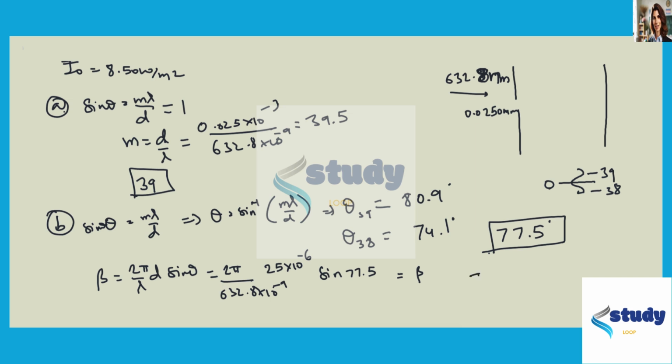So we know that I is equal to I naught sine beta by 2 squared by beta by 2 squared, and by simply plugging this into a calculator, we'll see that this gives I is equal to I naught times 1.67 into 10 power minus 6.